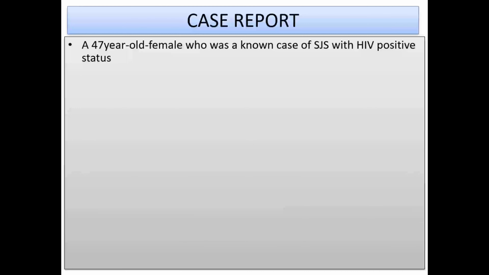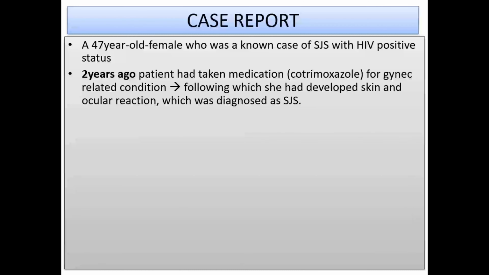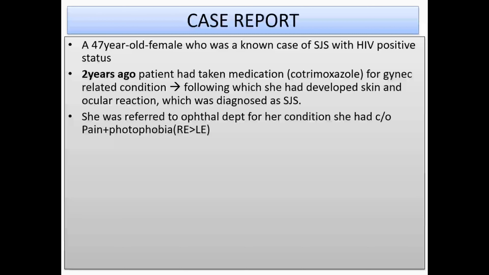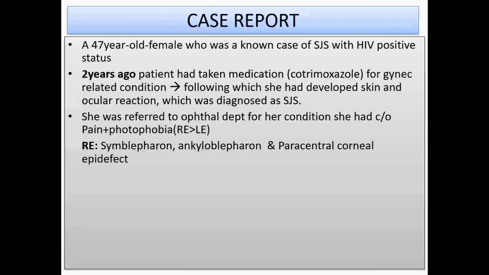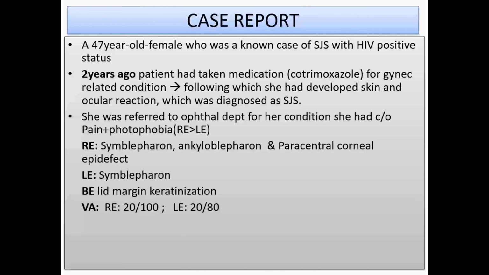A 47-year-old female, a known case of SJS with HIV positive status. Two years ago, the patient had taken the medication cotrimoxazole for a gynec-related condition, following which she developed a skin and ocular reaction, which was diagnosed as SJS. She was referred to the ophthalmic department for her eye condition. She had complaints of pain and photophobia in the right eye more than the left eye. The right eye on examination had symblepharon, ankyloblepharon, and a paracentral corneal epithelial defect. The left eye had symblepharon. Both eyelid margins had keratinization. Visual acuity in the right eye was 20/100 and the left eye was 20/80.